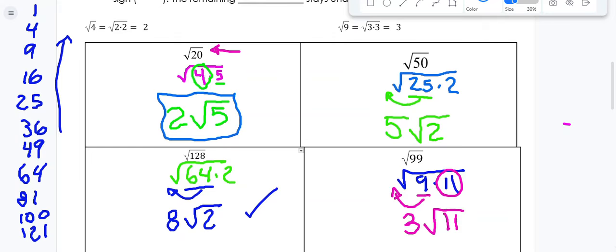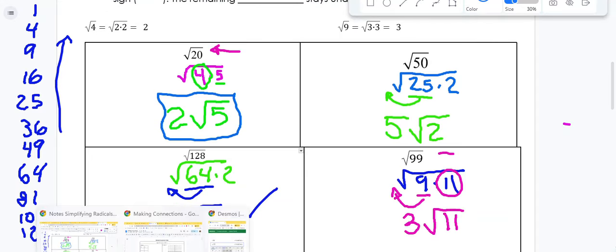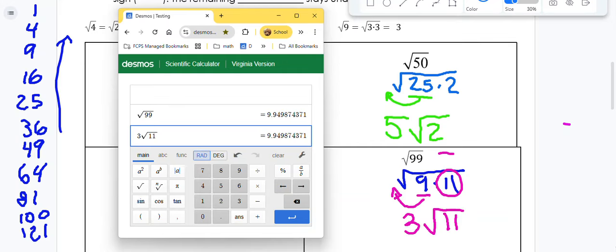And then you can always check your work on Desmos, just like how we did here. We type in the original and we type in our answer, and you should get the same decimal answer. And that should be a way to check your work to see if you got it right.